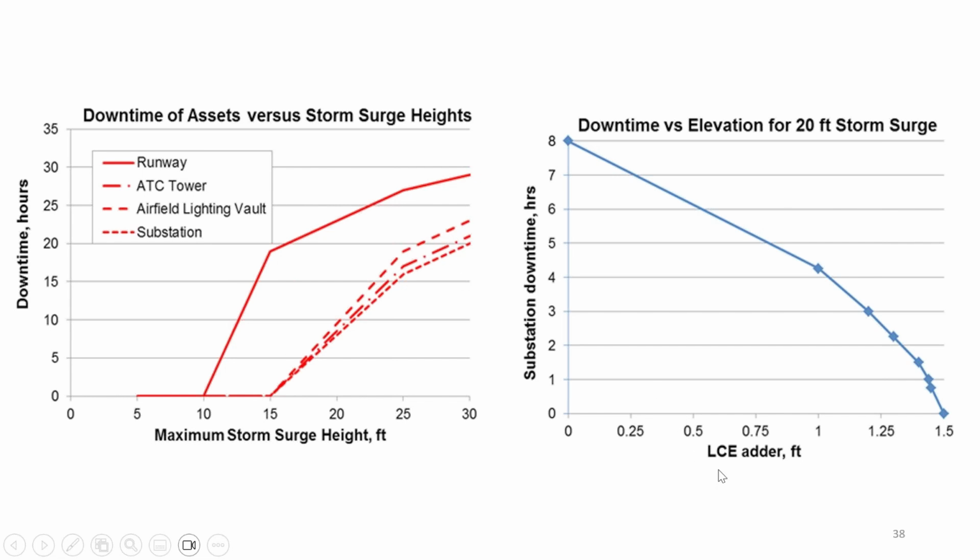However, if I add a lowest critical elevation, which means I can add a wall to prevent the water from getting inside, I can see that I can reduce the shutdown time from 8 hours to 0 hours, making it insensitive to a 20-feet storm surge. So this is very powerful because it helps us to understand the impact of a natural phenomenon on a system of systems by zooming in on the different components.